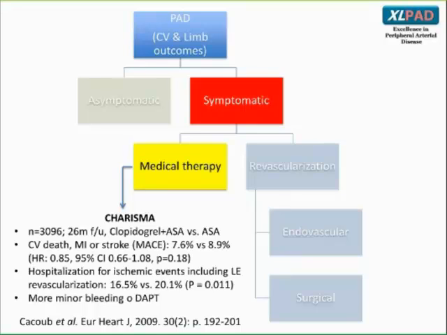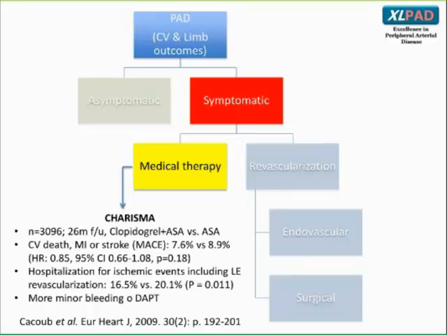In terms of hospitalization for ischemic events, I think it needs to be clarified that this particular data point has been highlighted quite frequently in many review articles, but it was a composite endpoint which was not purely based upon limb events, but did include lower extremity revascularization events.